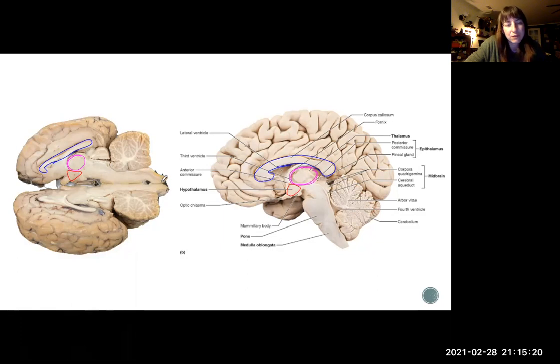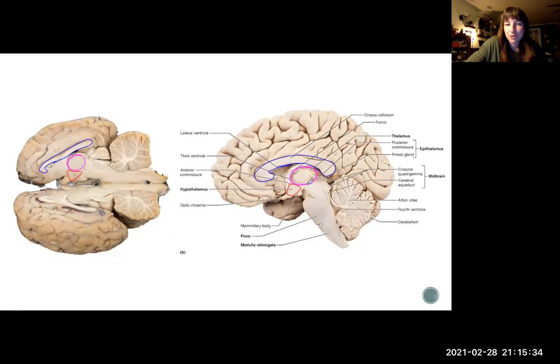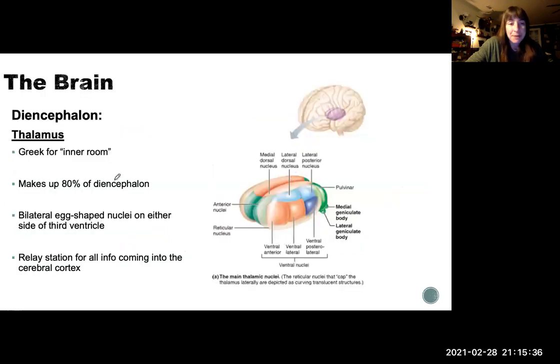Just kind of positioned differently in the sheep's brain compared to the human brain, interestingly. All right. Okay, so again, here's the thalamus. It's this egg-shaped structure right in the dead center of the brain. The term thalamus is Greek for inner room. It takes up the vast majority of the space in the diencephalon, that's in the central part of the brain, 80% of that space.